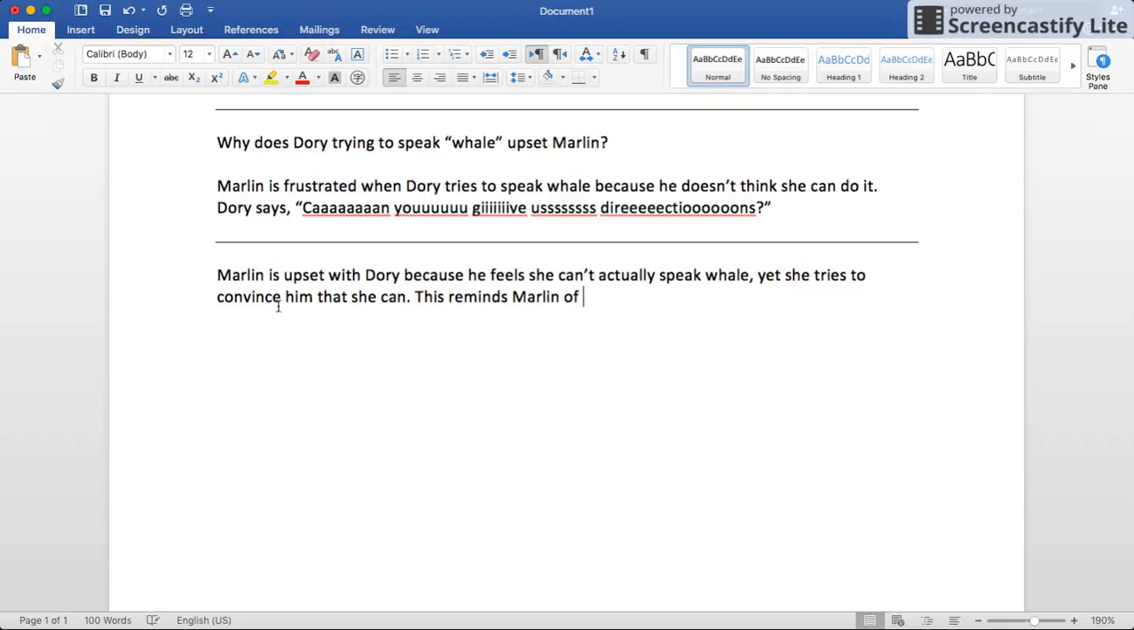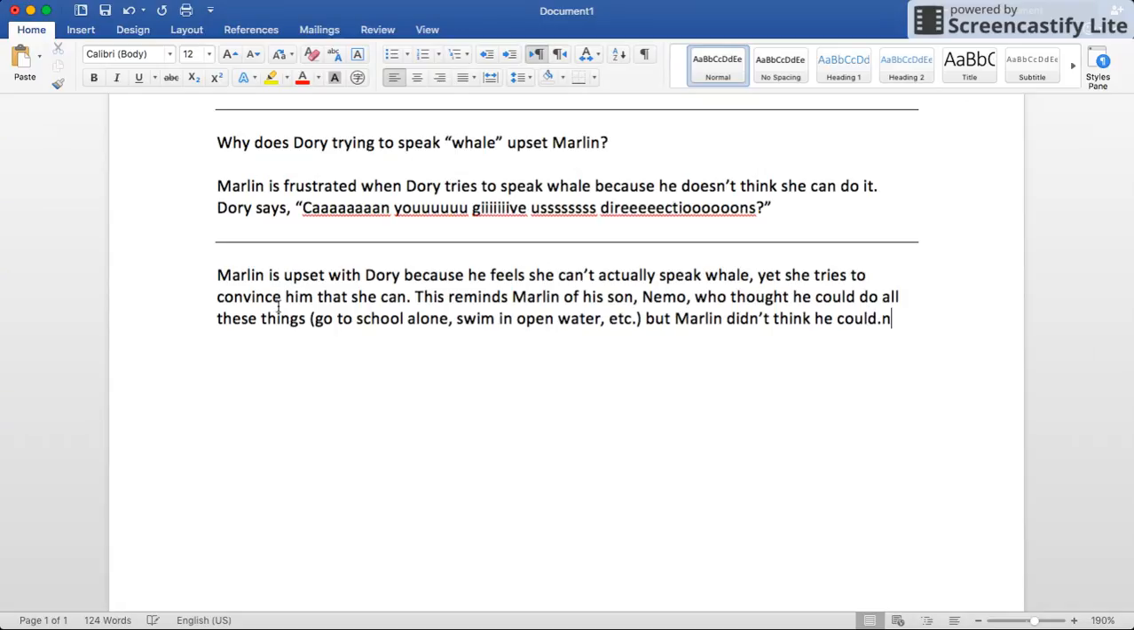This reminds Marlin of his son, Nemo, who thought he could do all of these things, like go to school alone, swim in open water, etc. But Marlin didn't think he could. Okay. So that's like a little teaser. So this is why I think he's upset, because Dory reminds Marlin of Nemo.